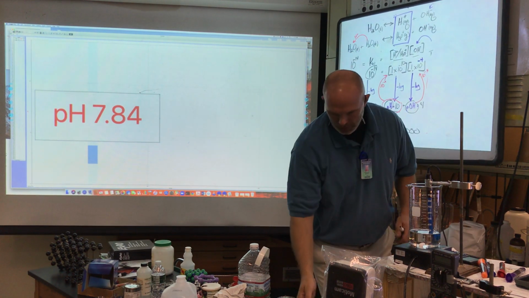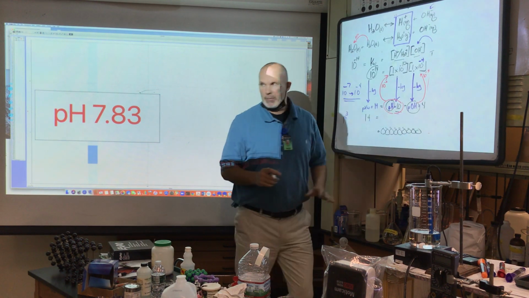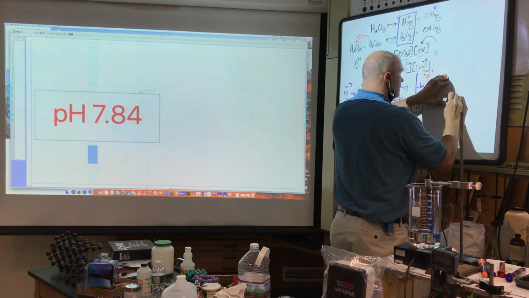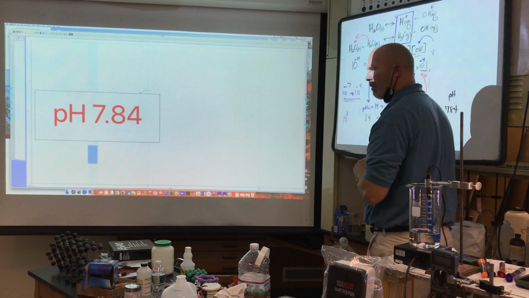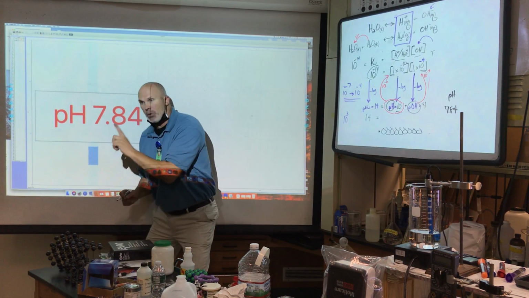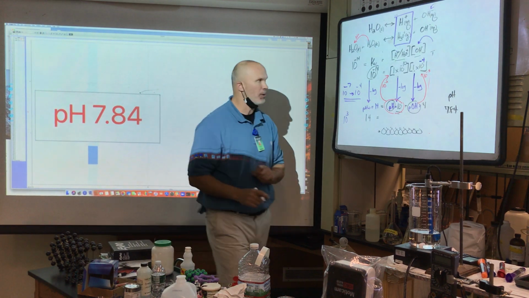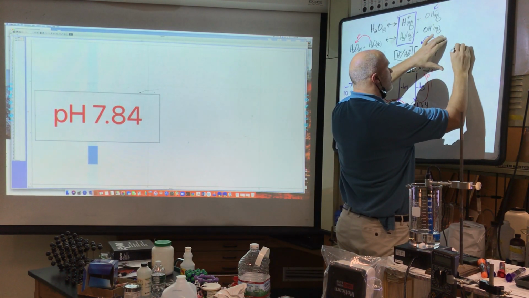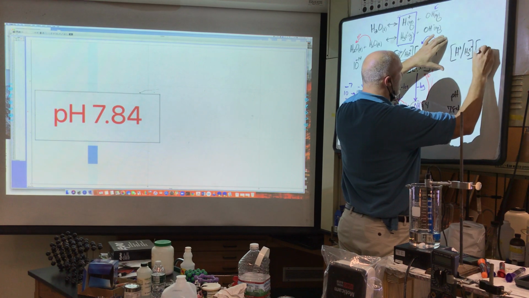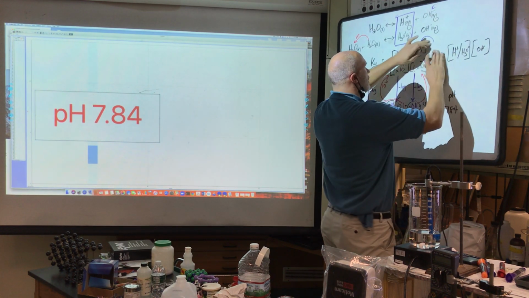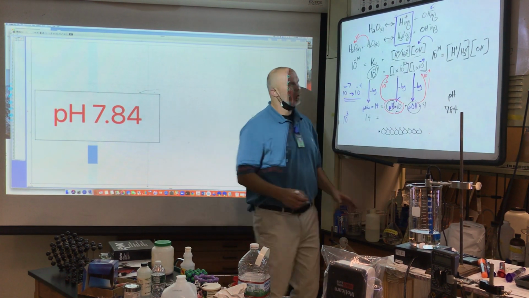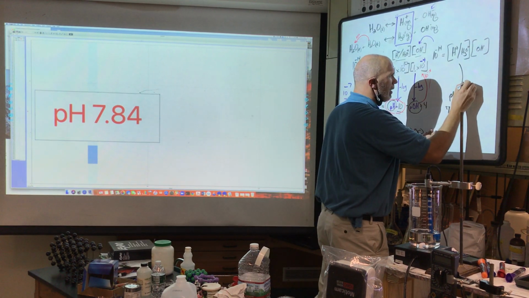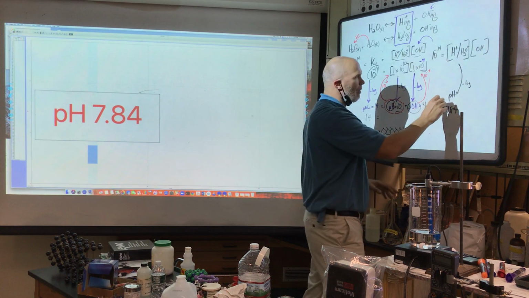Okay, so here's my problem. I have a pH, and that pH is 7.84. Here's my question. Exactly what is the concentration of my H plus or my H3O plus? What do I know? I know that H plus or H3O plus concentration, it's synonymous, times my hydroxide always equals what? 10 to negative 14, correct? Always. The pH was a negative log. So I want to convert it.